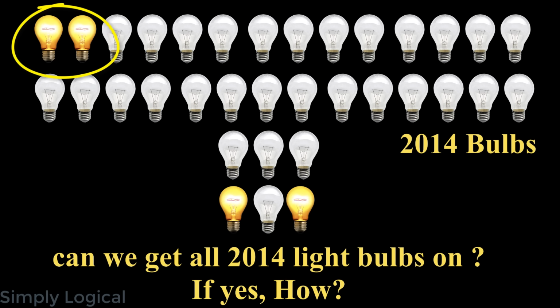On a circle, there are 2014 light bulbs. 2 are in the on state and the remaining 2012 are in the off state. You can choose any bulb and change the neighbors' state from on to off or from off to on. Remember, if you select any bulb, you can change the state of the neighboring bulbs only. Doing so, can we get all 2014 light bulbs on? If yes, how?